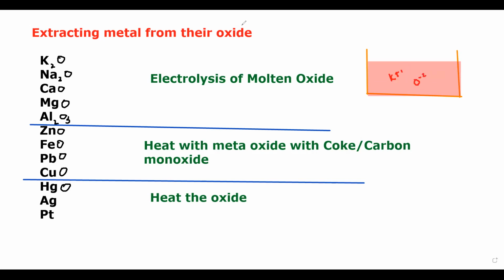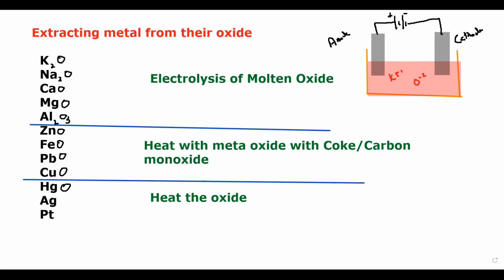And we dip the two electrodes, which are made up of graphite, one connected with a positive terminal and the other connected with a negative terminal. The one connected with the positive terminal is called the anode, and the one connected with the negative terminal is known as the cathode.